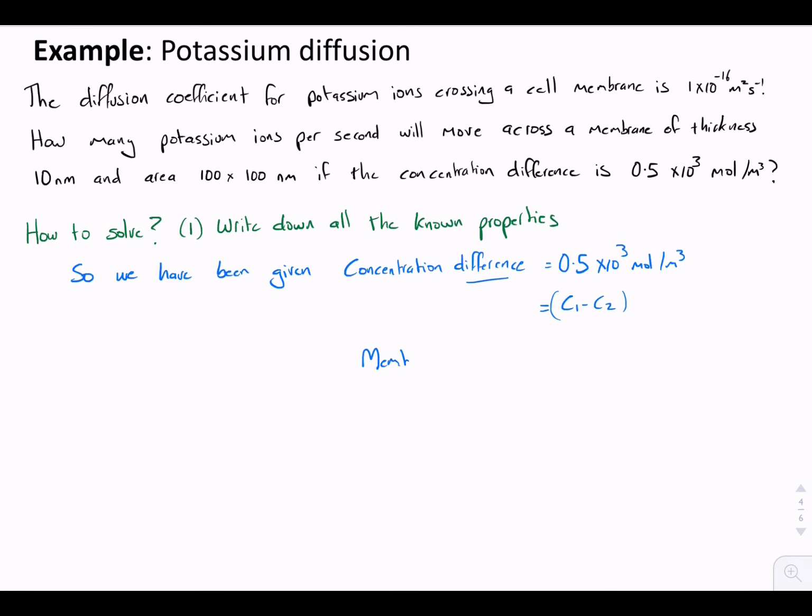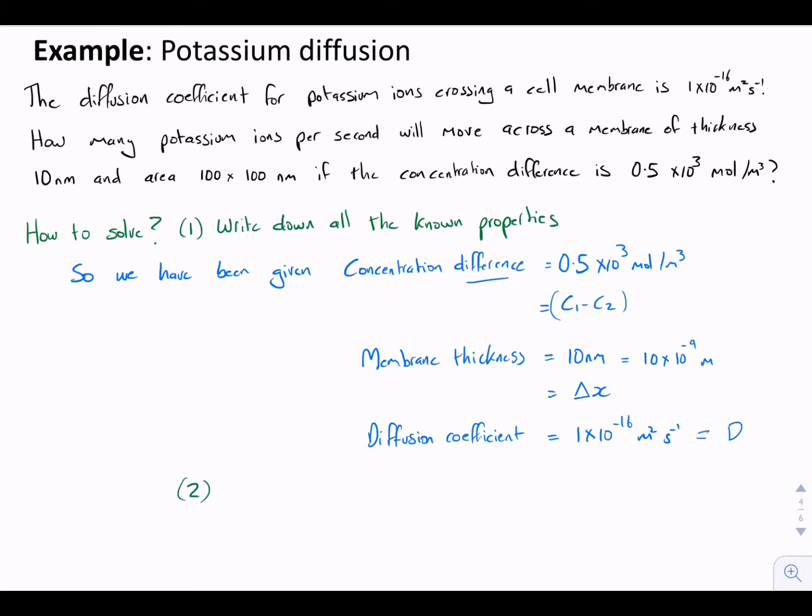The membrane thickness is 10 nanometers. A nanometer is 10 to the negative 9 meters, so we can write 10 by 10 to the negative 9 meters, and this of course is delta x. And our diffusion coefficient equals 1 by 10 to the negative 16 meters squared per second, and this is D in our equation.